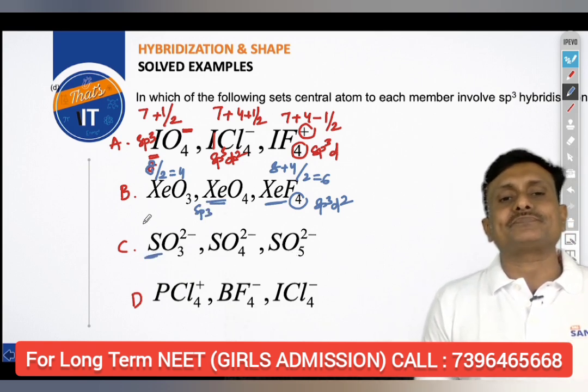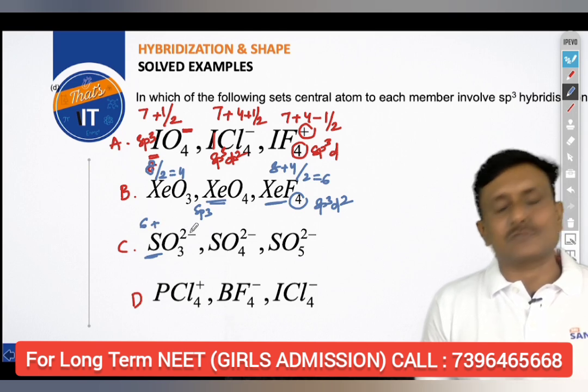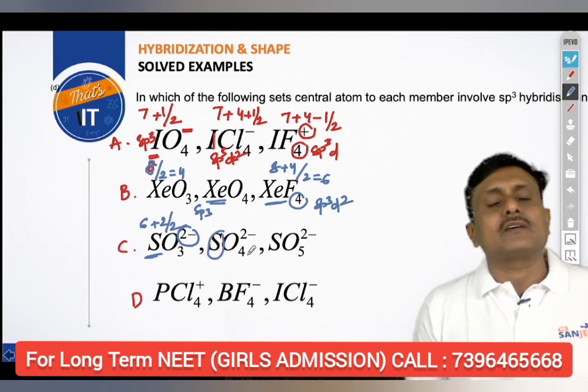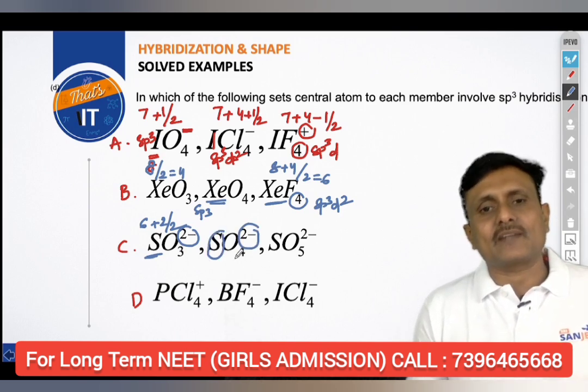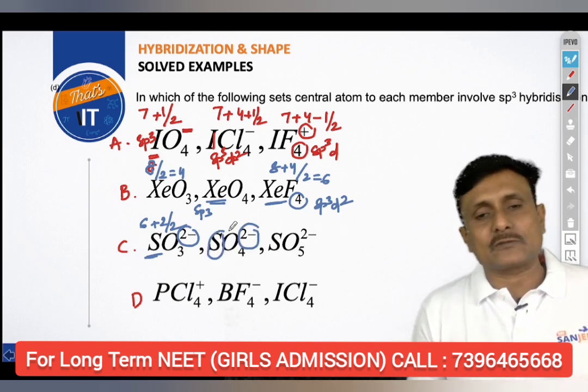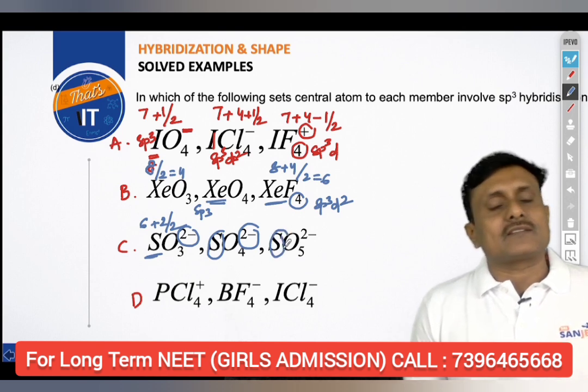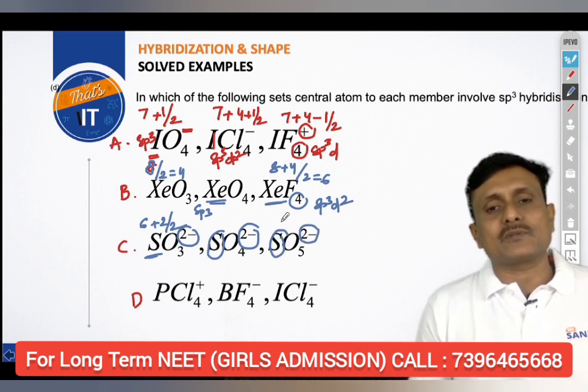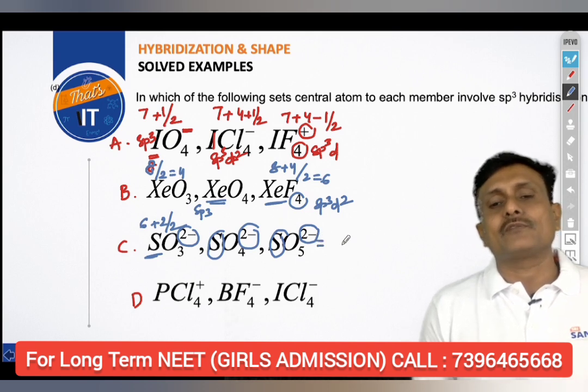Valence electrons plus hydrogen 0, halogen 0, minus of minus 2 plus 2 by 2. So this is turning out to be 4. Valence electrons, hydrogen 0, halogen 0, minus of minus plus 2 by 2. This is also turning out to be 4. Valence electrons plus hydrogen plus halogen 0, minus of minus 2, that is 6 plus 2 by 2. This is also turning out to be 4. That means in all the cases the hybridization is sp3.